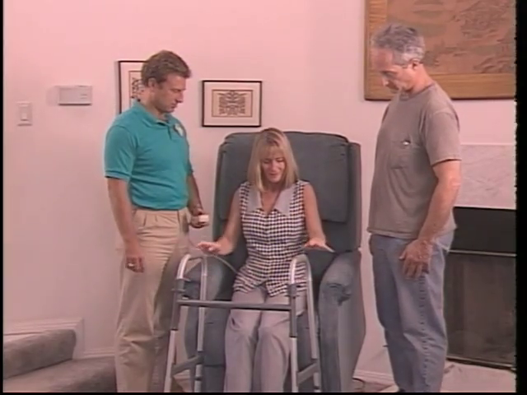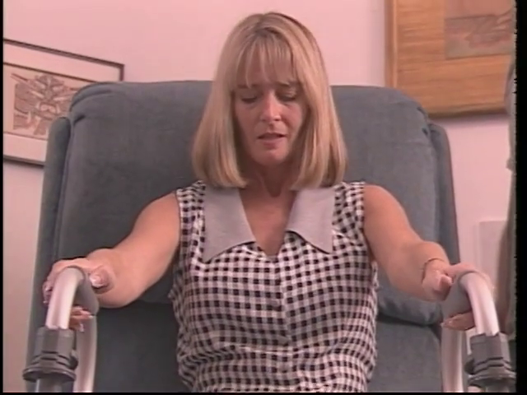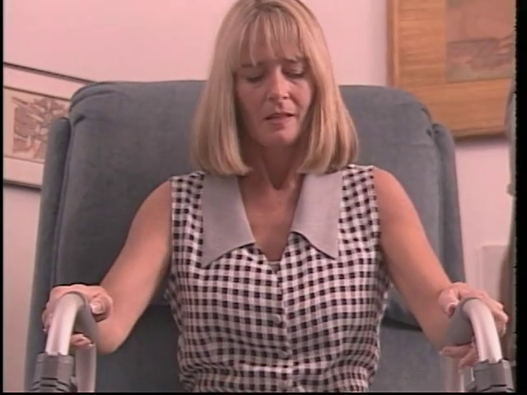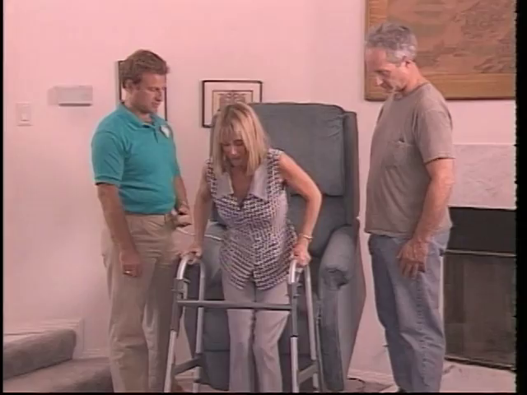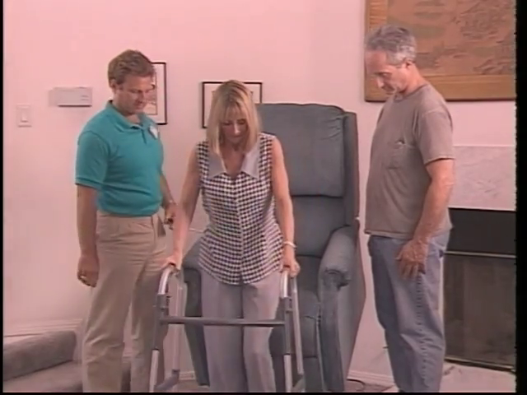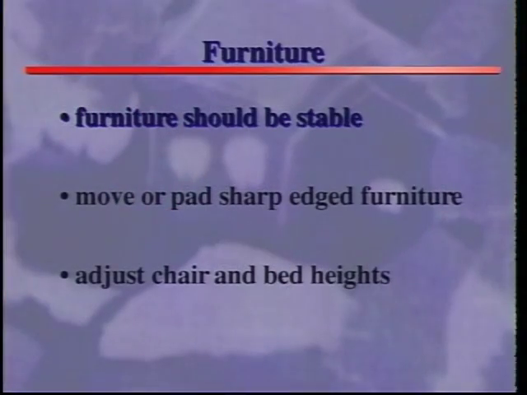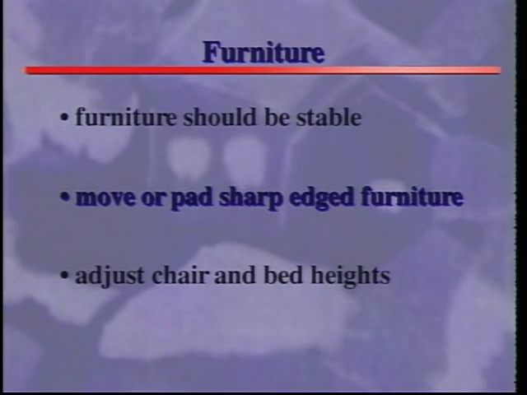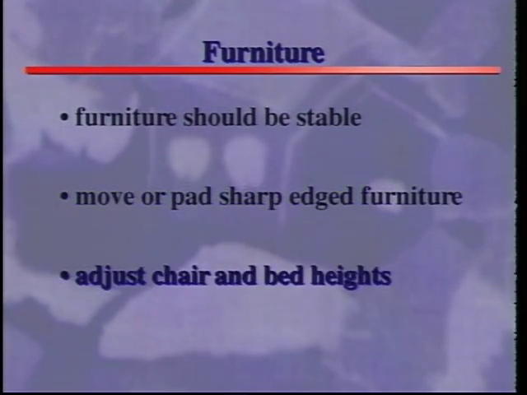When recommending changes to a patient, emphasize that safety is always the top priority. Chairs that are too low require extra leg strength when standing up. Furniture should be stable when weight is applied. Beware of furniture with protruding corners or edges which could cause injury. Adjust chair or bed heights so that the feet can be placed firmly on the floor with knees flexed at 90 degrees.